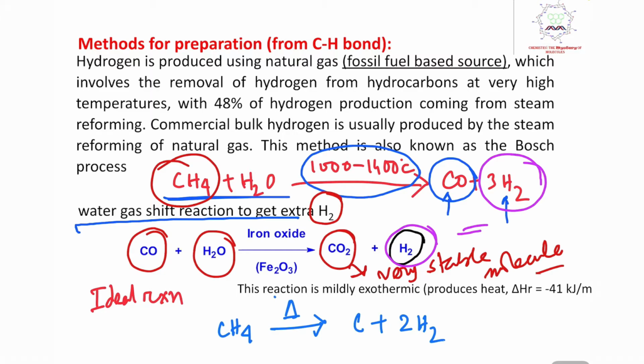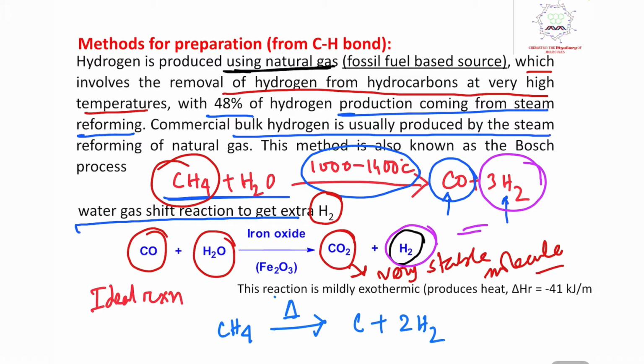Now, hydrogen is usually produced from natural gas. Remember, natural gas consists mainly of methane, and it's a fossil fuel. There is another source, methane clathrates, but it is not commercially utilized till now. This involves the removal of hydrogen from hydrocarbon at a very high temperature. Remember that around 48% of hydrogen production comes from steam reforming. Steam reforming means two steps, and commercial bulk hydrogen is usually produced by steam reforming of natural gas. It's a petroleum based source, and this method is also known as the Bosch process. Please remember the name Bosch process; in the exam it may be asked.